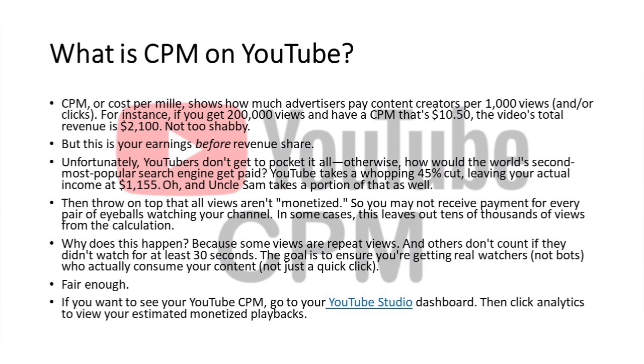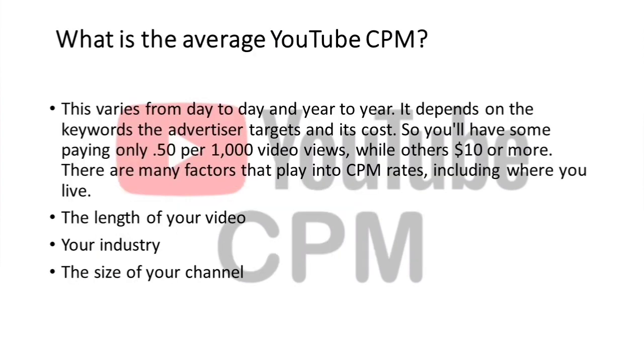If you want to see your YouTube CPM, go to your YouTube Studio dashboard, then click Analytics to view your estimated monetized playbacks. What is the average YouTube CPM? This varies from day to day and year to year. It depends on the keywords the advertisers target and its costs. So you'll have some paying only 50 cents per 1,000 video views, while others $10 or more. There are many factors that play into CPM rates, including where you live, the length of your video, your industry, the size of your channel.